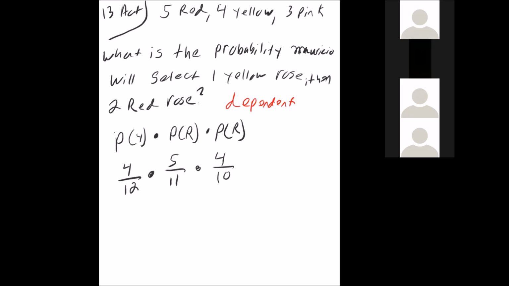So here you would multiply these 3 together. And remember, you can use your calculator to do that. So when you do 4 times 5 times 4, that's when you're getting your 80. And then when you multiply your numbers on the bottom, 12 times 11 times 10, that's going to be the 1,320. Remember, always reduce. Your calculator can do that for you if you have a TI-84 or even the TI-30. This becomes 2 out of 33. Or you could say as a percentage, 6.1%. So he has a 6.1% chance at pulling a yellow, then 2 red roses for an arrangement.